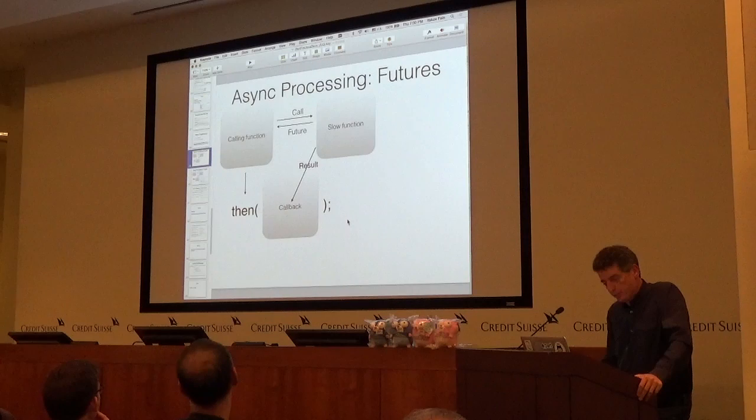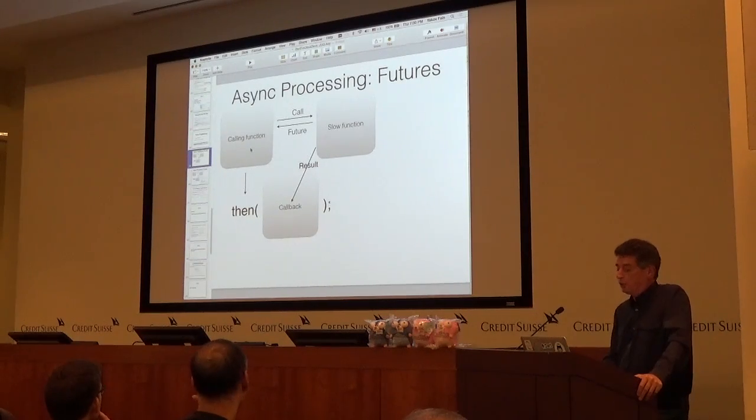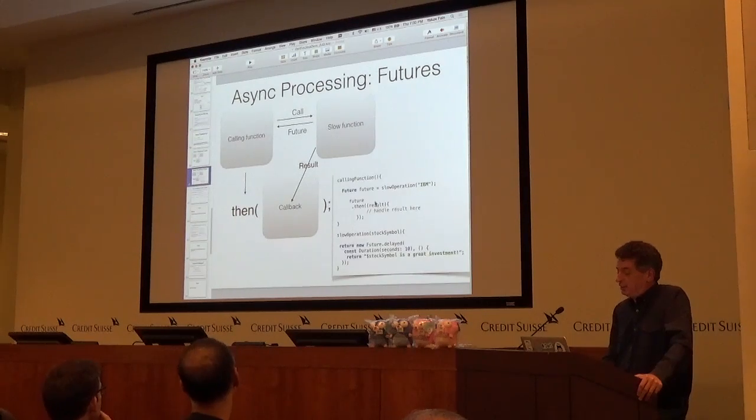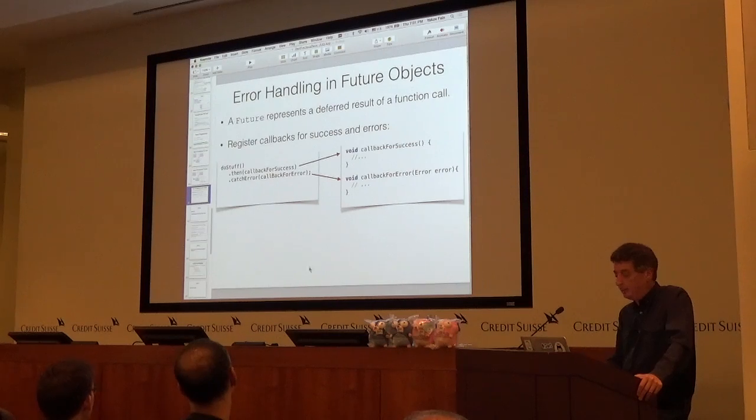This is a nice diagram that I wrote to represent a future. So you are calling a function which is slow, it immediately gives you the future, and then you attach then on the future. See, you declare future equals slow operation, and then you say future dot then, sometime result will come back, and it will be handled here. And this is, let's say, slow operation. Error handling, you do stuff and you have then. If everything is fine, then it'll be called, and callback for success will be invoked. If you have an error, the error will be called and the control will go through.